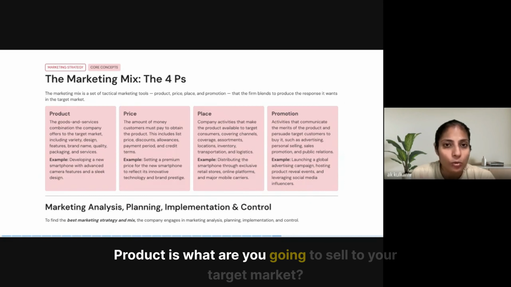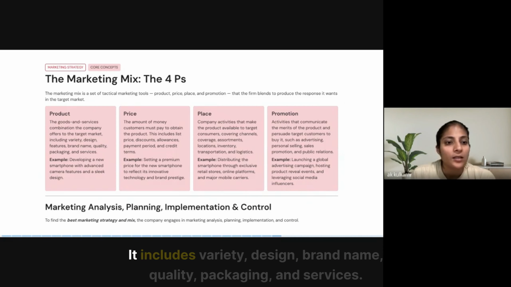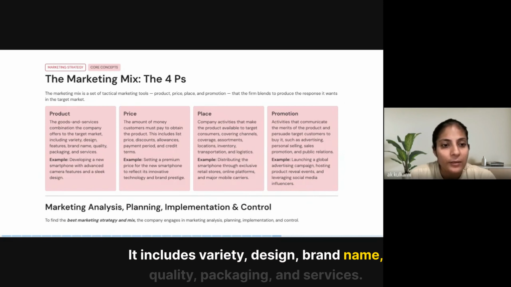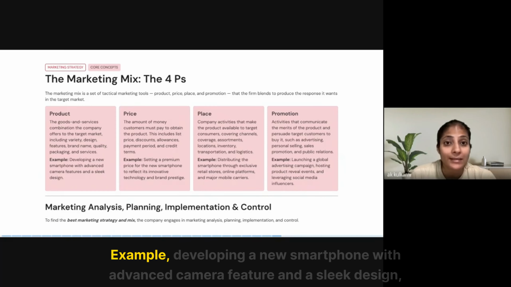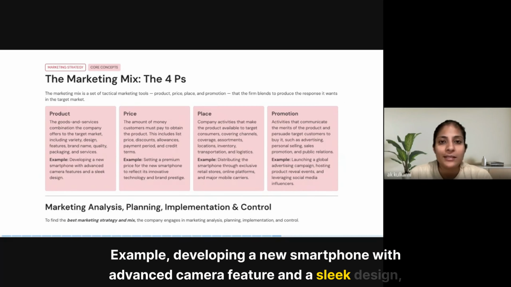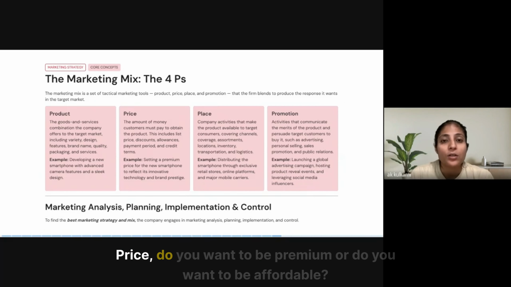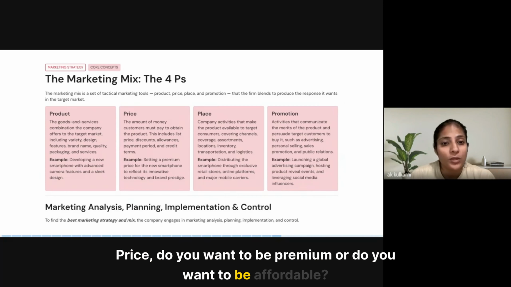Product is what you are going to sell to your target market. It includes variety, design, brand name, quality, packaging, and services. Example, developing a new smartphone with an advanced camera feature and a sleek design. That is product. Price. Do you want to be premium or do you want to be affordable?